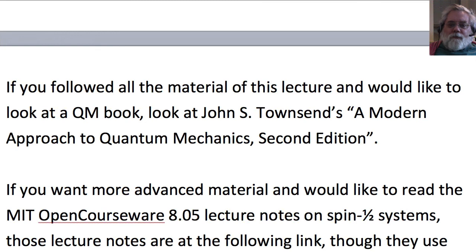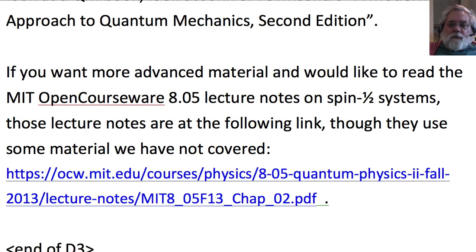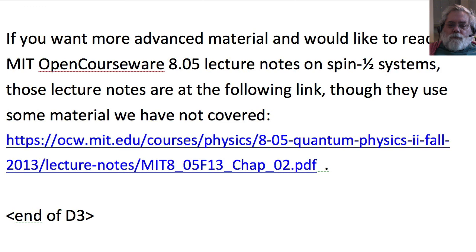Now, if you followed all the material of this lecture and you would like to look at a quantum mechanics book, I suggest you look at John S. Townsend's A Modern Approach to Quantum Mechanics, 2nd edition. You'll be able to follow the first couple chapters if you could follow all the material of this lecture. Now, if you want more advanced material and you'd like to read the MIT OpenCourseWare 8.05 lecture notes on spin 1/2 systems, those lecture notes are at the following link, but they use some material that we have not covered. This is the end of lecture D3.